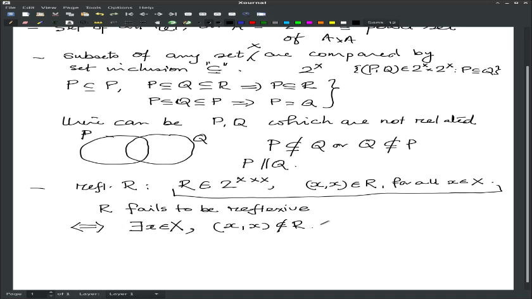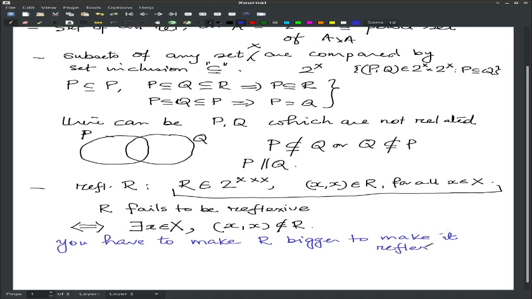So R can fail to be reflexive if certain elements are not there. So you have to increase R to make it reflexive. The idea is that you have to make R bigger to make it reflexive. Okay?